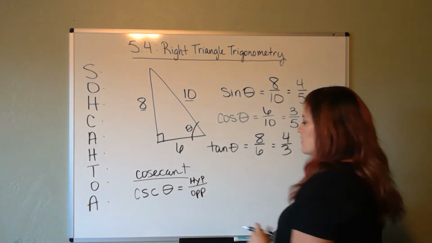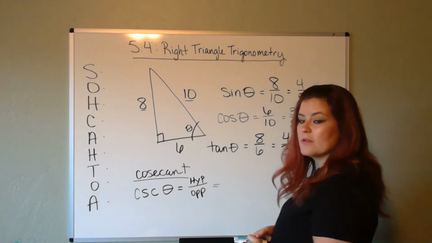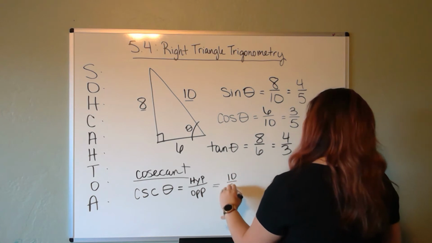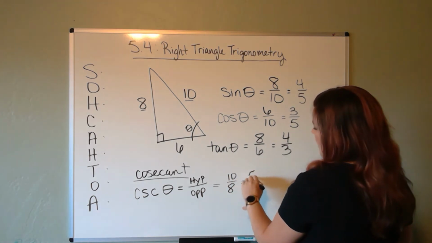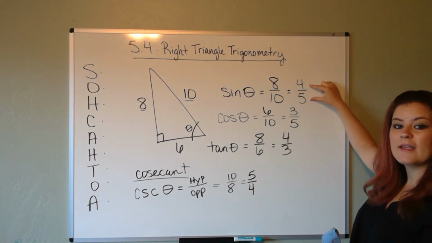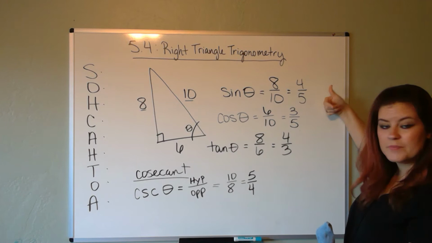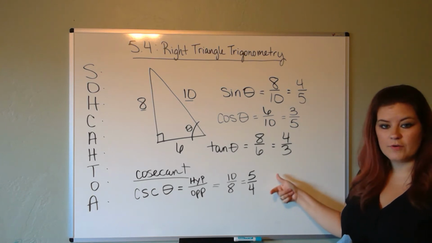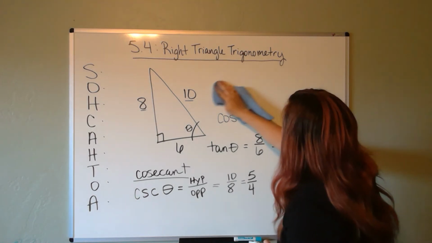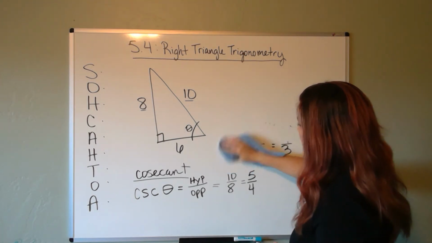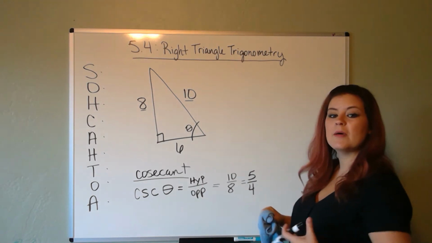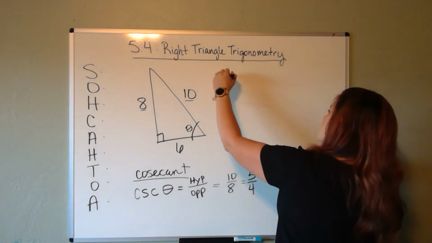In this triangle, hypotenuse over opposite would be 10 over 8, and reduce that to 5 over 4. And notice we could have just taken our sine that we already had and flipped it over and gotten the cosecant of 5/4. I'm going to have to erase a little bit. Okay, so that's cosecant. Let's talk about our next reciprocal function, secant.